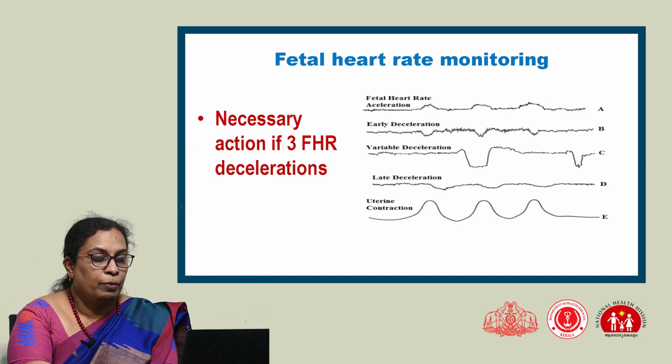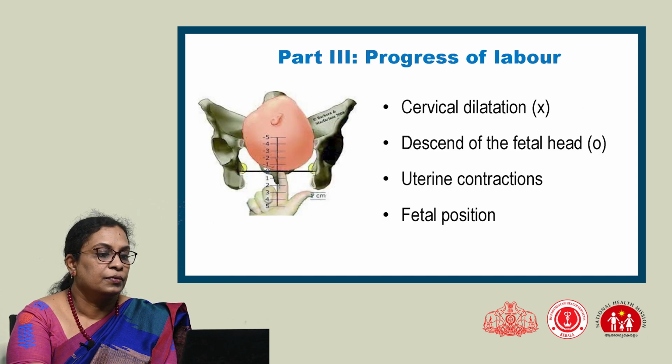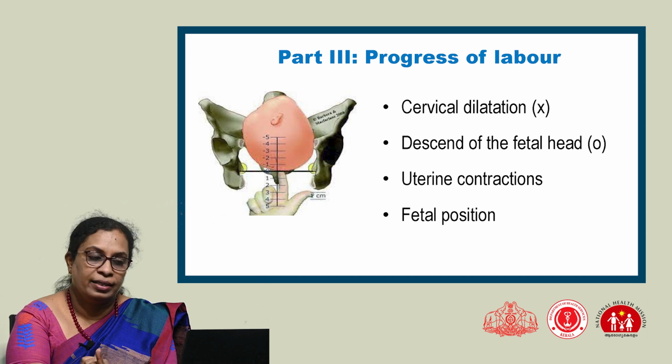And the importance of fetal heart monitoring: if the heart rate is less than 100 or less than 110, and you get 3 decelerations continuously, it is indicative of emergency termination. Now, the next part is the progress of the labor part. It has got 3 parts: cervical dilatation, descent of the fetal head, and uterine contractions.